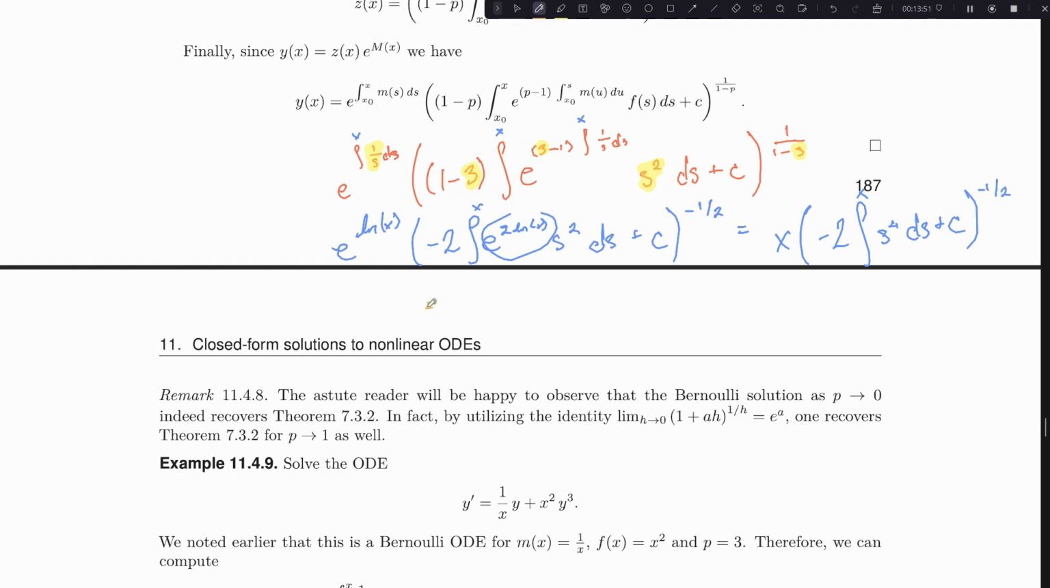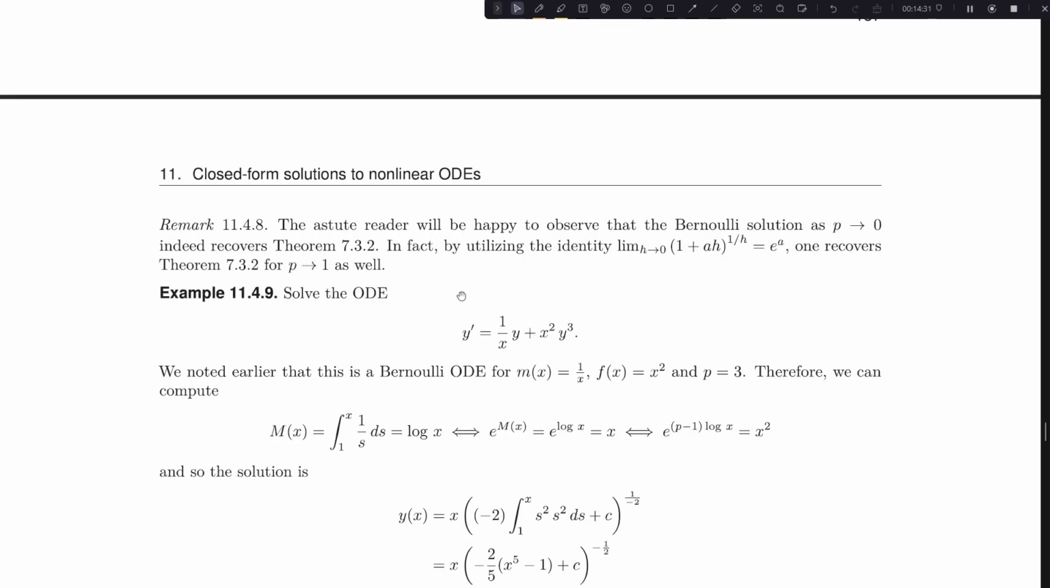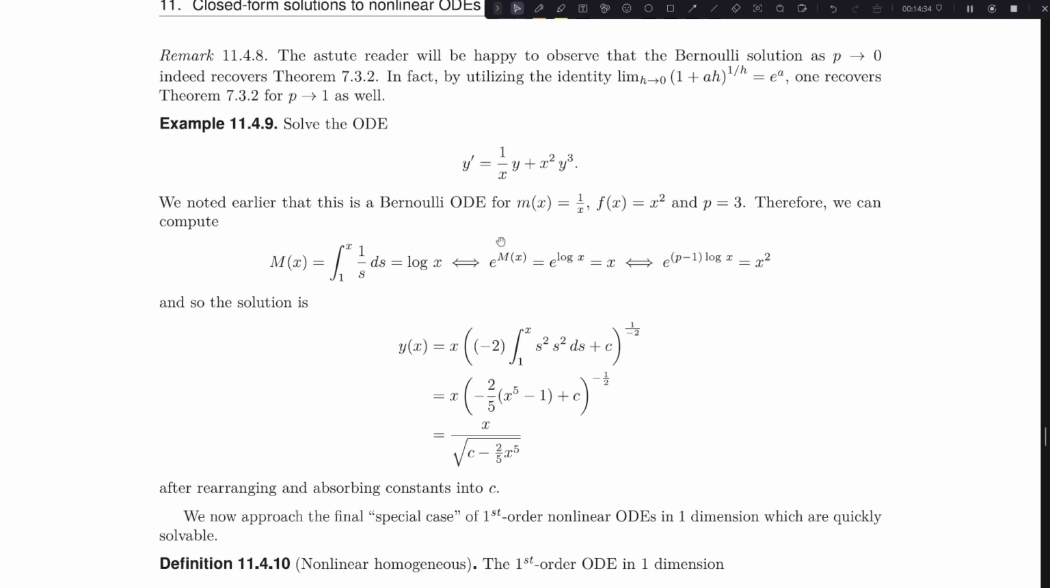If I compute that through one more time, I have x, and then this integral will be s to the fifth over 5, right? X to the fifth over 5. So 2/5 x to the fifth plus c, to the minus 1/2. If I decide to make that a little bit prettier, that's x divided by square root of c minus 2/5 x to the fifth. So that is my solution to this Bernoulli type ODE. Let's scroll down and make sure that I did that all correct, because sometimes I can screw up my integration. Looks good so far. Yep, that is exactly what I had right in the middle of the screen right here.